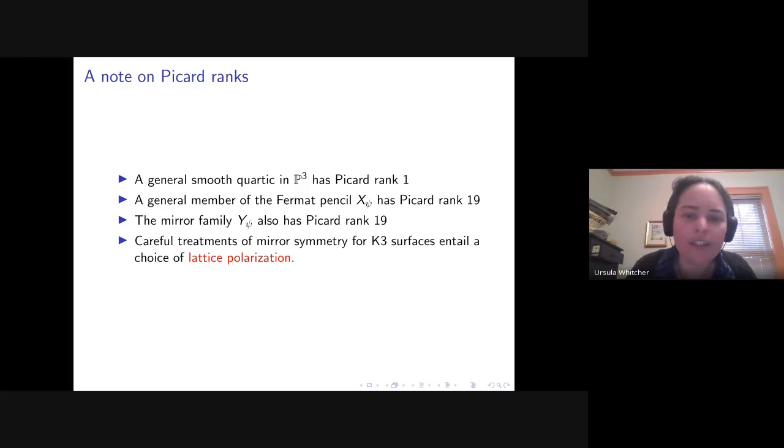And of course, if you're going to do this really carefully, if you're going to try to understand mirror symmetry for K3 surfaces in general, you do need to understand what's going on with the Picard groups more carefully. And that means that you have to pick exactly what lattice you're going to polarize by, or, kind of equivalently, what is the abelian group that you're going to try to see inside your Picard group.